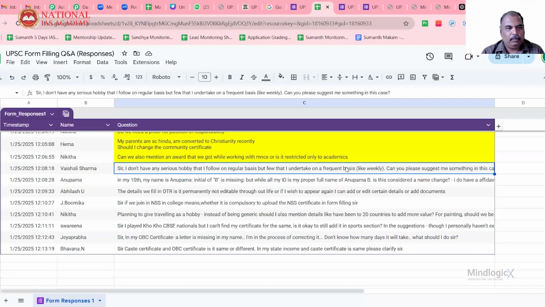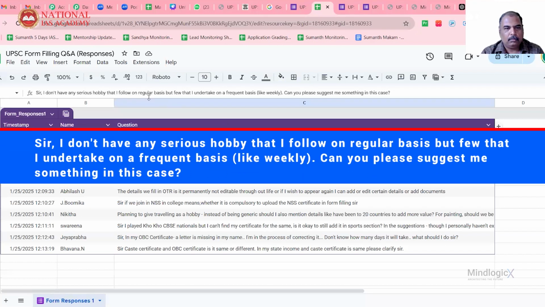So there are some students, like Anupama Vaishali, who mentioned that she doesn't have a hobby on a regular basis, but does undertake a few on a frequent basis. Can you suggest something in this case? For students who don't have a hobby, how do they tackle that insecurity that they don't have a hobby?